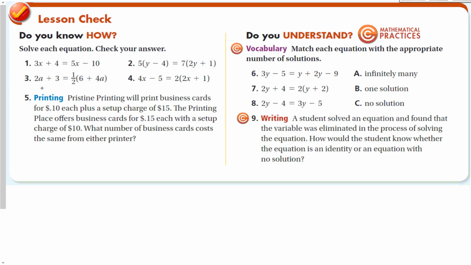Now, you notice that we have the same thing on both sides, so this is going to be an identity. And over here, we have 4x minus 5. This turns into 4x plus 2. This one is no solution.